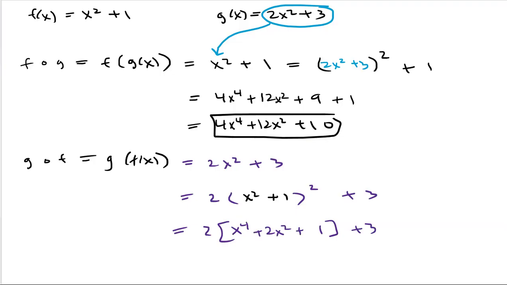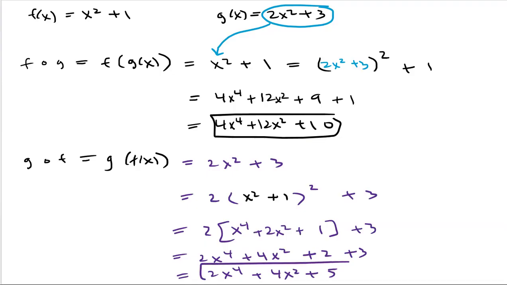Then I need to distribute the 2. So that's going to give me 2x to the fourth plus 4x squared plus 2 plus 3. And then our final answer would be 2x to the fourth plus 4x squared plus 5. And there's our result.